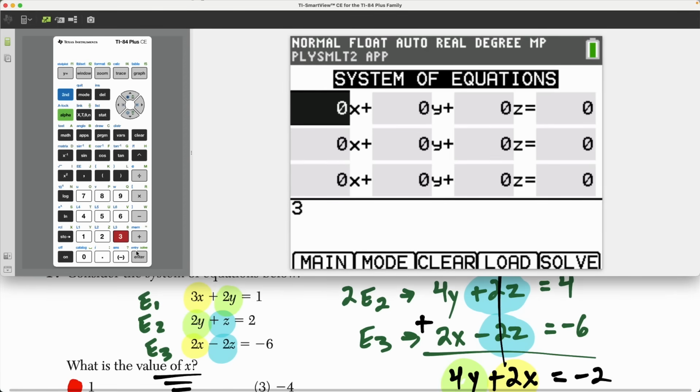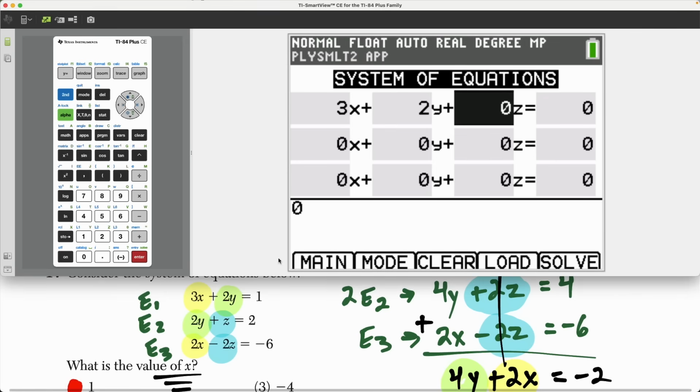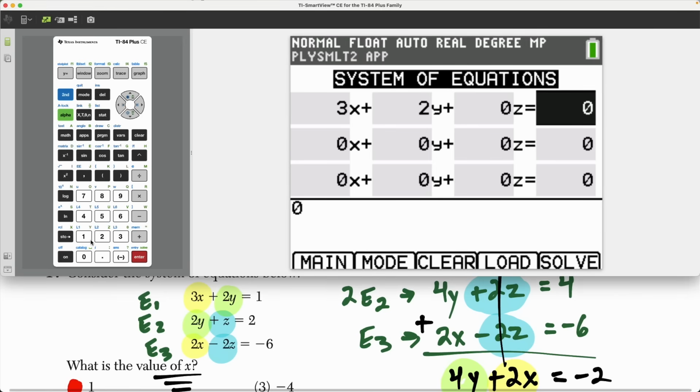And I just write this in. We have a 3x and then plus 2y. There is no z term on the first equation, so I'll just leave it as 0z. And this all equals 1. And then in the second line, I have no x term, so I just press enter. And then plus 2y. And then we have a z term, so I'm just going to put a 1z like this. And that equals 2.